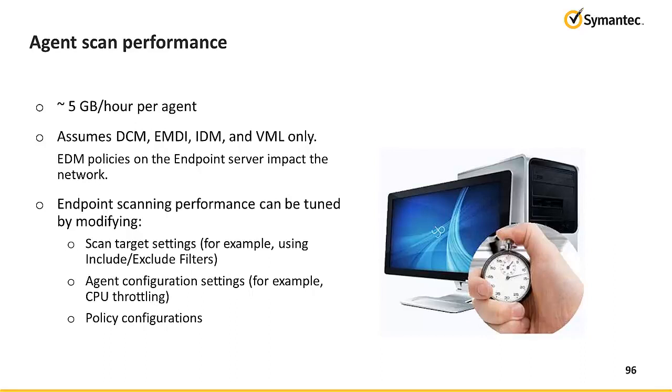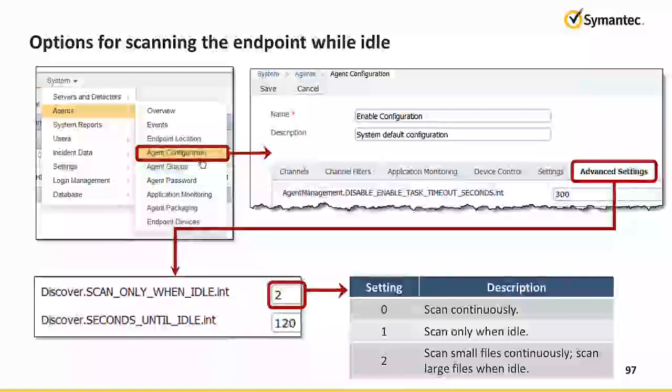You can tune endpoint scanning performance by modifying scan target settings, for instance using include and exclude filters, agent configuration settings, for instance CPU throttling, and policy configurations. By default, the agent scans most files continuously on the endpoint while the computer is active, but waits until the endpoint computer is idle to scan larger files, thereby conserving endpoint resources while the user is active on the computer.